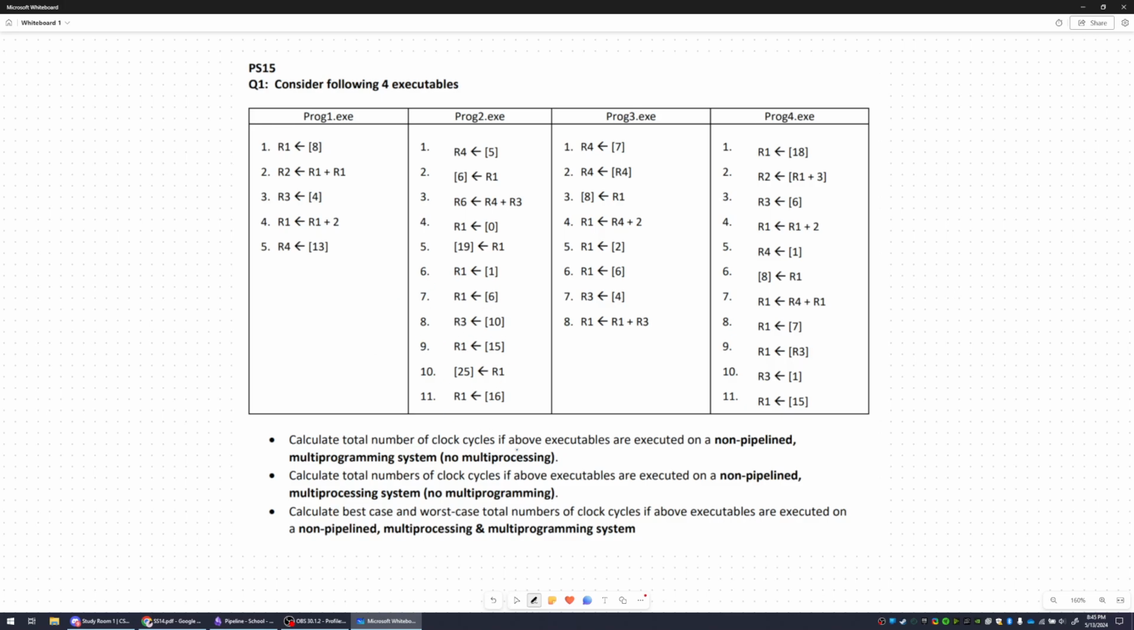Okay. So for this, there's a total number of clock cycles of the above executables executed on a non-pipeline multi-programming system, but there's no multiprocessing. So if you don't have both, then these codes have to run one after another. There's also no pipelining, so everything has to run one after another anyway. So you just count these all up. So it's 5 plus 11 plus 8 plus 11.